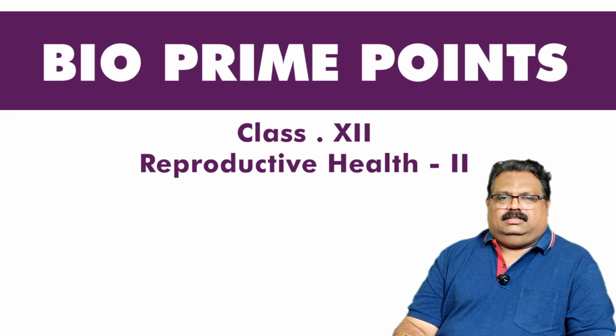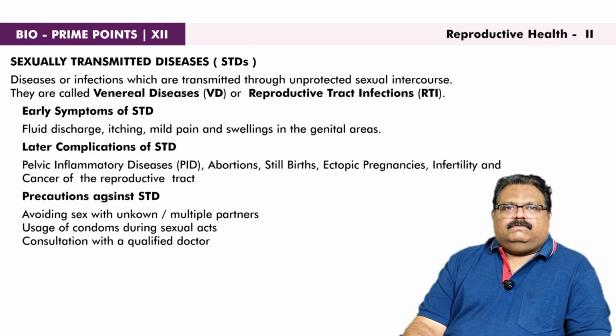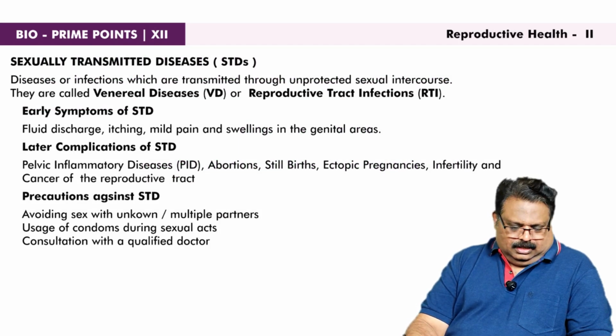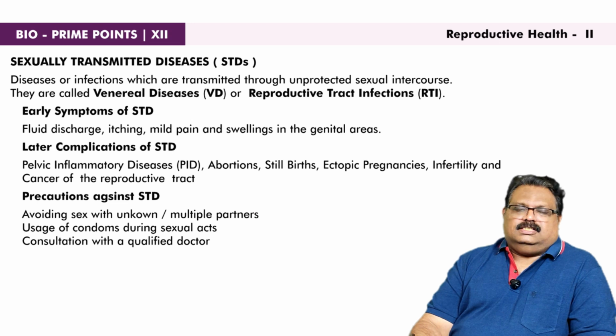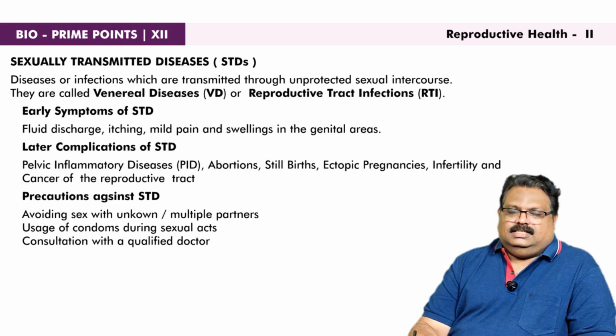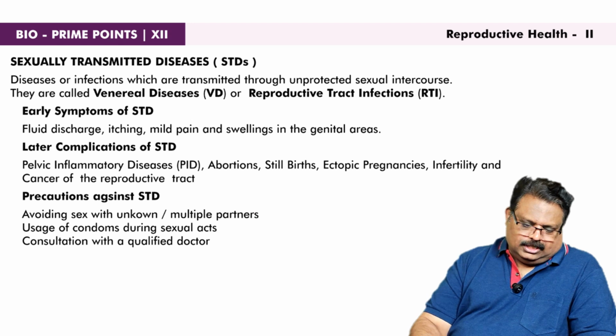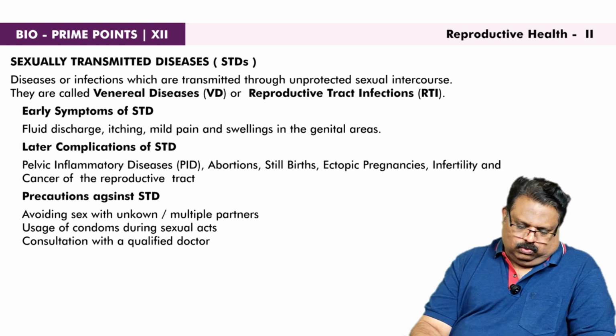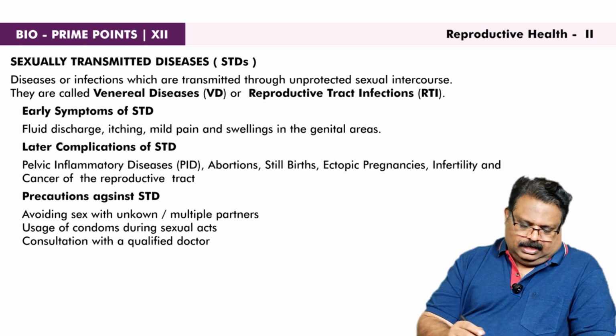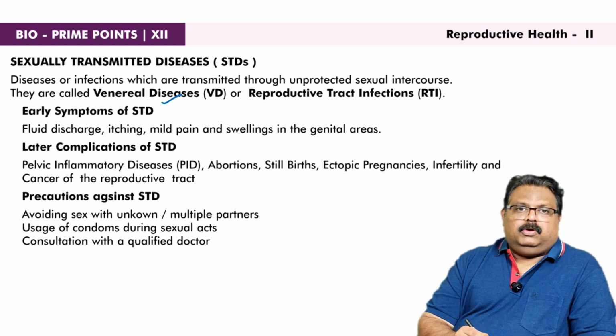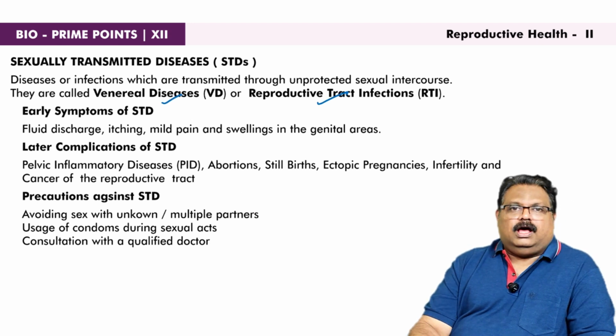chapter Reproductive Health. Okay. The first prime point is regarding the sexually transmitted diseases, also called STDs. Diseases or infections which are transmitted through sexual intercourse or unprotected sexual intercourse, they are called venereal diseases or reproductive tract infections or RTIs.